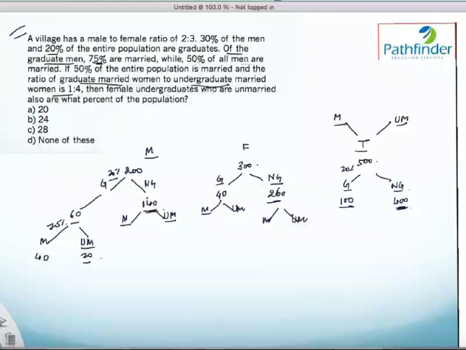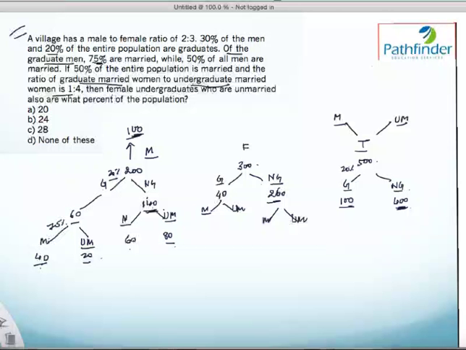And 50% of all men are married. So if 50% of all men are married, that means 100 men must be married. So how many non-graduate men must be married? If graduate married men are 40 and total married men are 100, undergraduate married men must be 60, and obviously undergraduate unmarried men must be the difference of 140 and 60, that is 80.